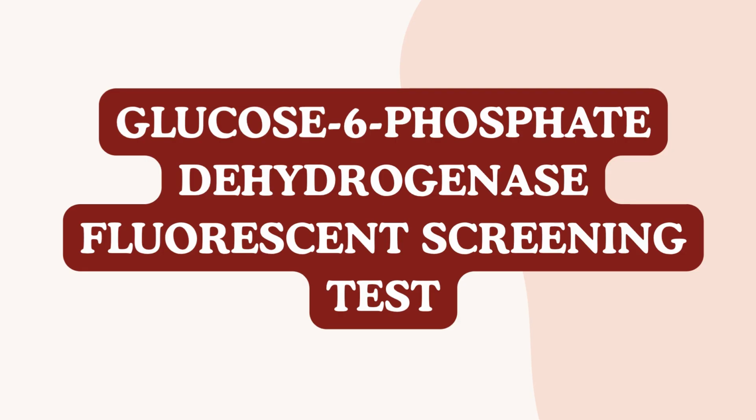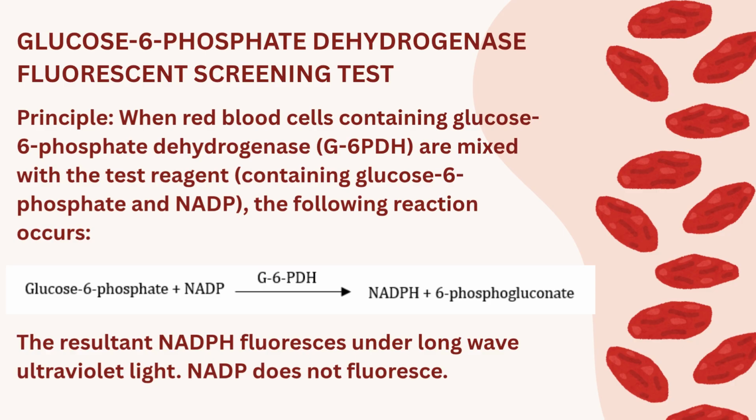Next is the glucose-6-phosphate dehydrogenase fluorescence screening test. So when red cells are exposed to an oxidant drug, the activity of the pentose phosphate pathway increases. If one of the enzymes in the pathway is decreased or absent, for example G6PD, reduced glutathione cannot be produced and oxidation of the hemoglobin takes place.